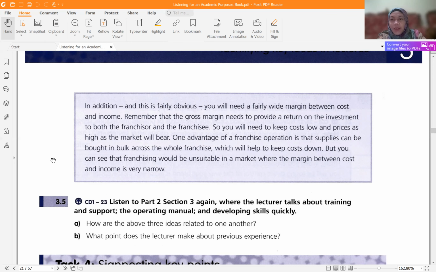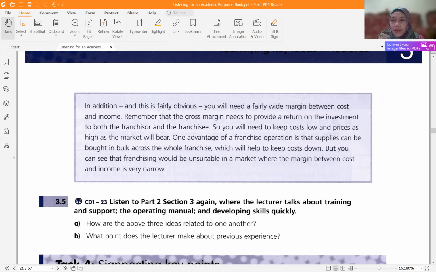All right, it's quite a long talk. It's quite a long lecture. I'm going to share the audio transcript to you later on in the group so that you can look at the transcript while listening to the audio. Because I think understanding the key points from a very long lecture like this, we need to pay more attention to the listening section.